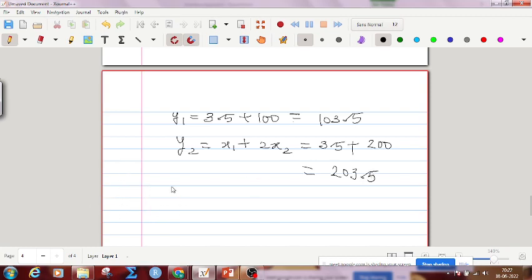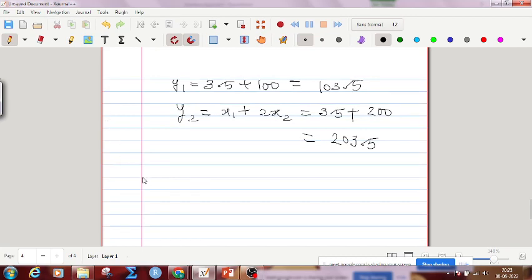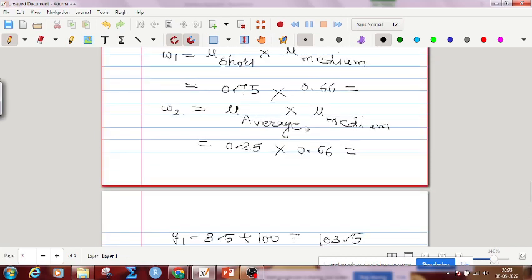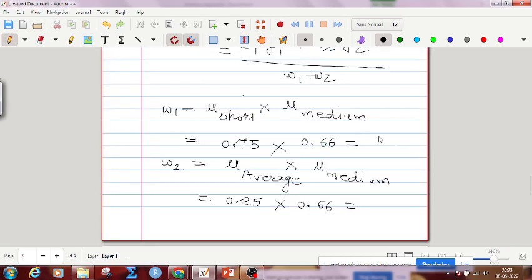You can summarize the table also for rule 1 and for rule 2. These two rules we are going to consider. What is the value of w1, that is the weights for rule 1 and rule 2, and the values of y. I will say wi and this is yi. So here you get 103.5 and 203.5. Can you please tell me the value for w1? This value is 0.75 into 0.66.